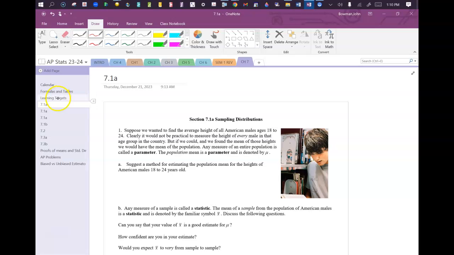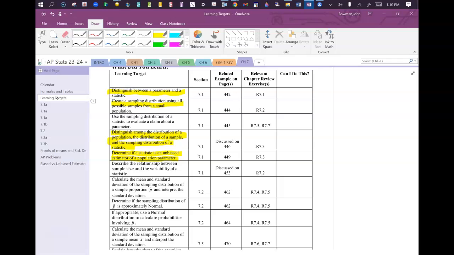And one more thing before we get started, our goals for this activity are the following. As you can see highlighted here in yellow, we want to distinguish between a parameter and a statistic. We want to create a sampling distribution using all possible samples from a small population. We're not actually going to do that. We're going to talk about how big that would be, how many different samples that would take. We also want to distinguish among the distribution of a population, the distribution of a sample, and a sampling distribution.